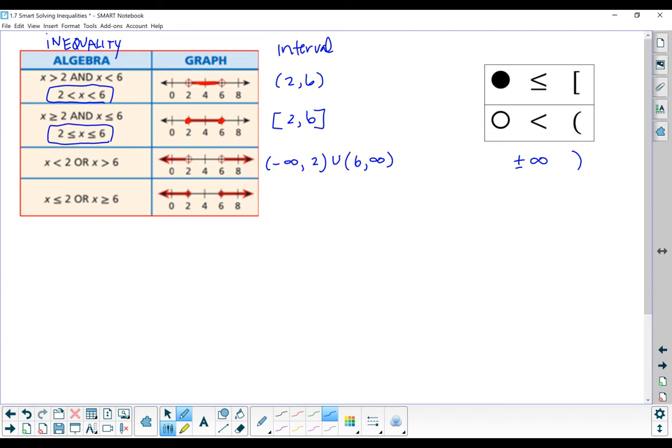All right, and then this last one is the same as the prior one. It's just showing you that those boundaries might be included. And you could always have a mix and match situation where you have one of each as well. So this would look almost the same, but with a bracket on the 2 and the 6.